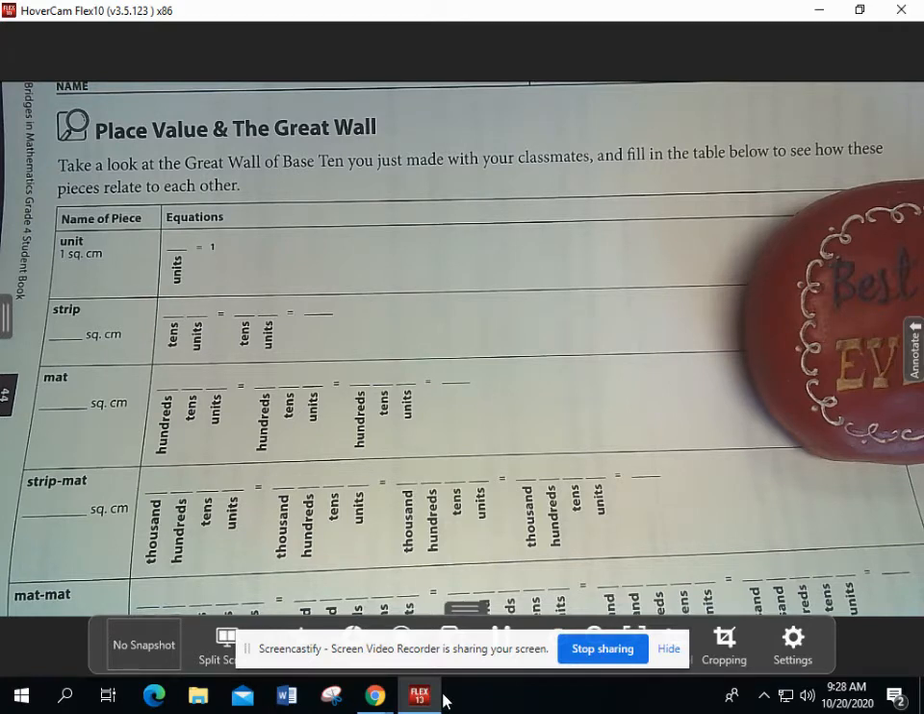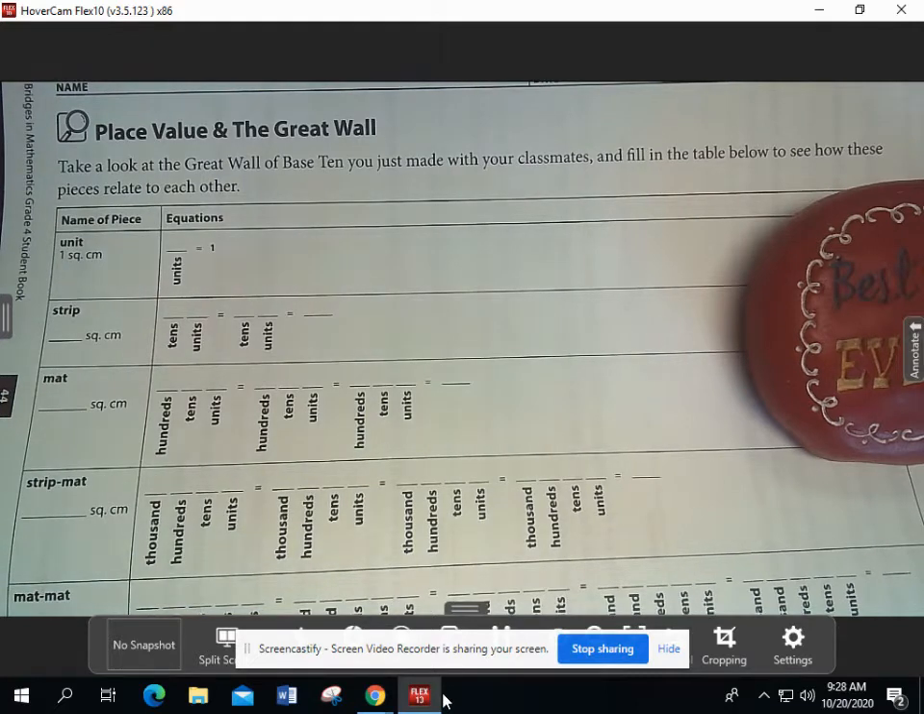Is this upside down? So notice how I have mine positioned so I can work on mine. Do you see how I have mine positioned? I see some of you have turned your workbook. You're on page 44.